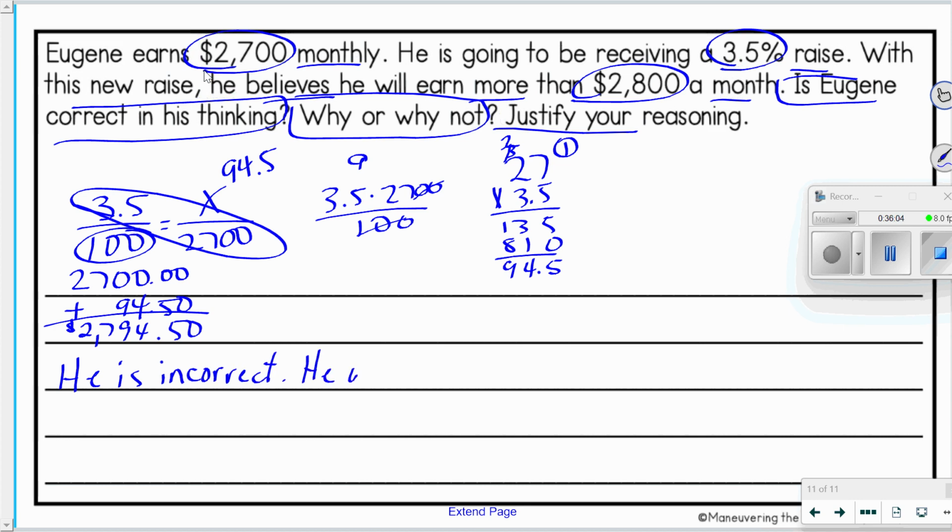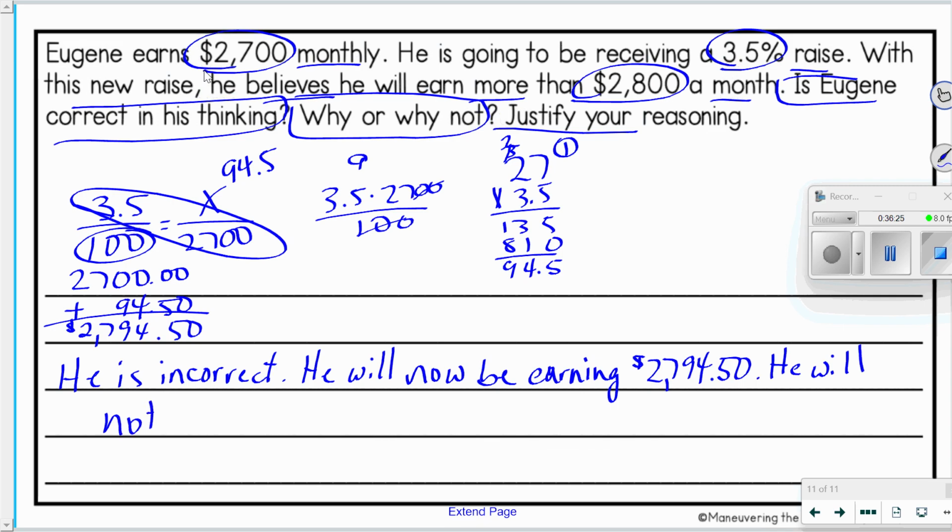He will now be earning $2,794.50. 3.5% is a pretty good raise. He will not be at 2,800 yet. One day you'll be better. Does this make sense?